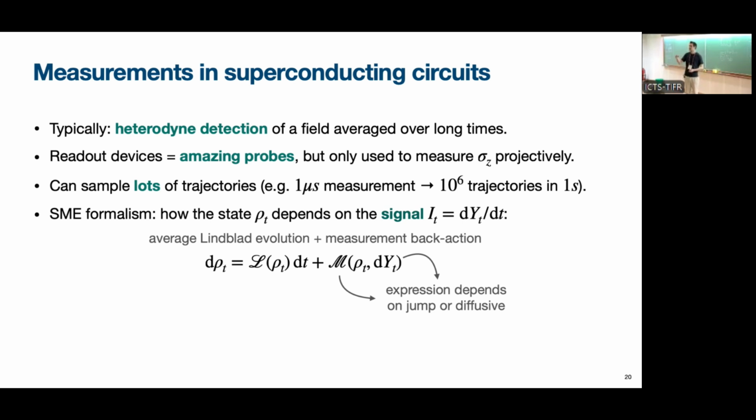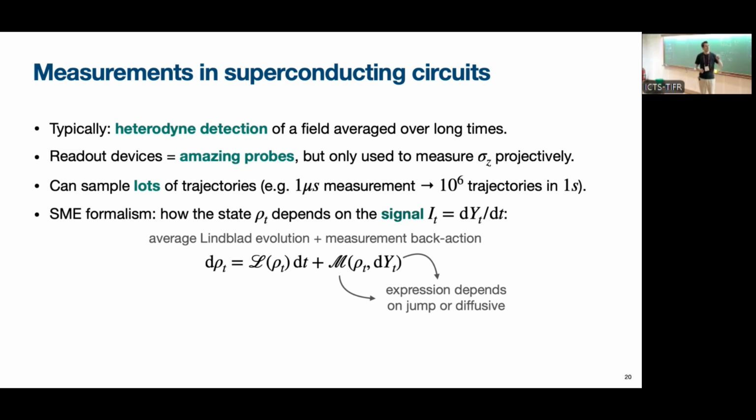These readout devices that are connected to our system are actually amazing probes. They spit out a huge amount of data, but they're mostly used to measure sigma z of your qubit projectivity. So this is a bit of a gross picture, like a big picture. It's not always true, but it's just to give you the idea.